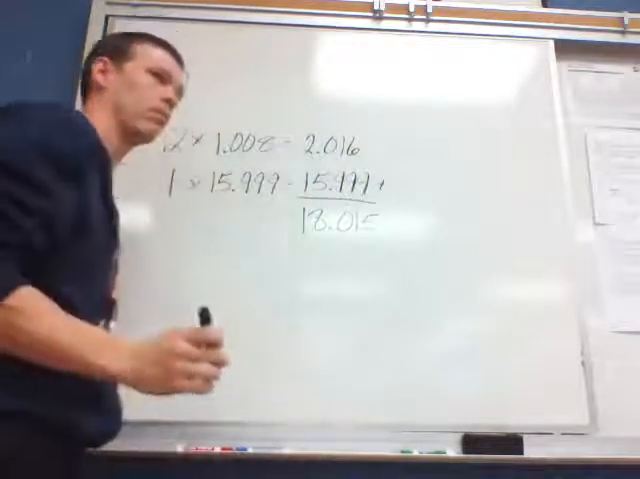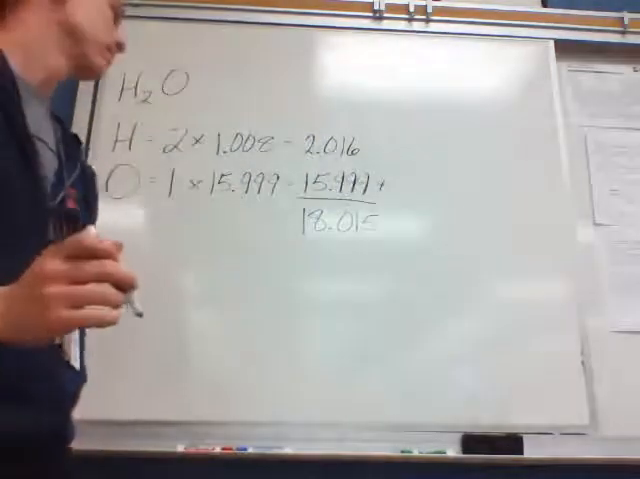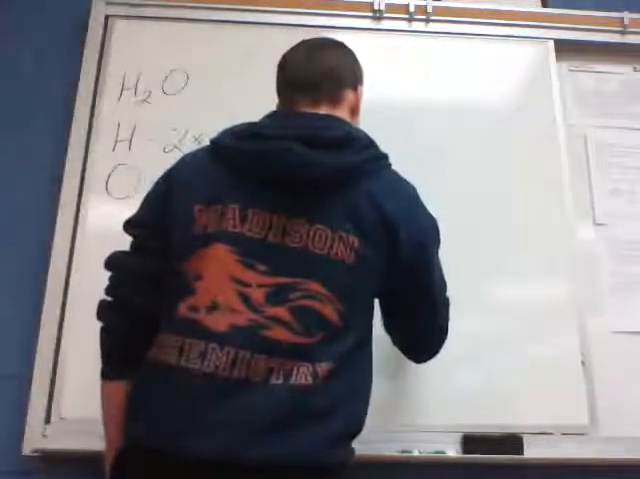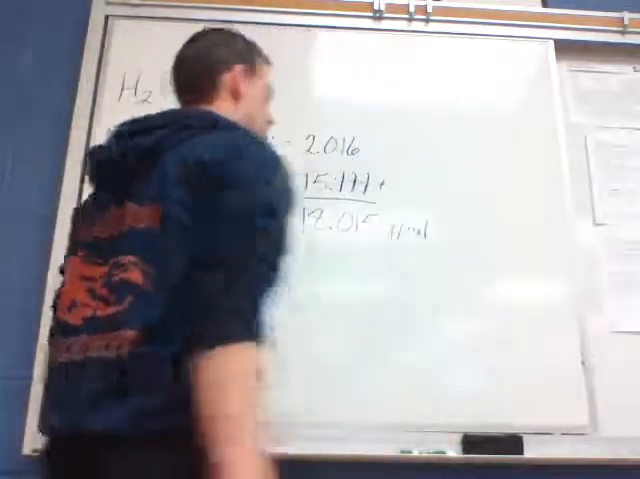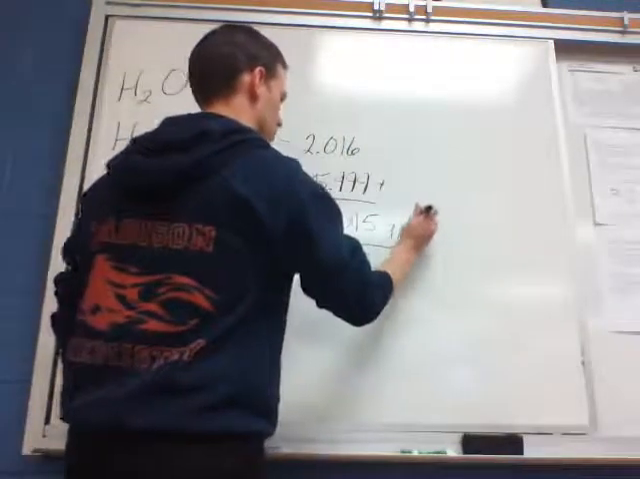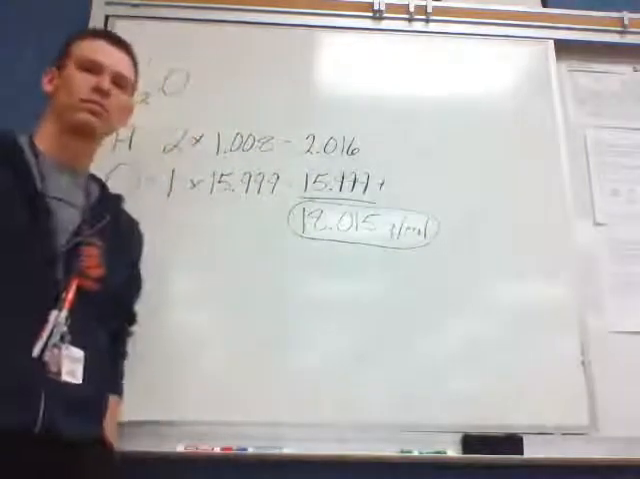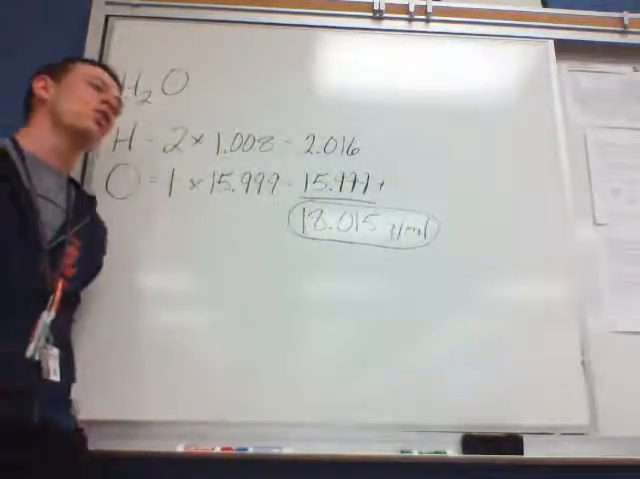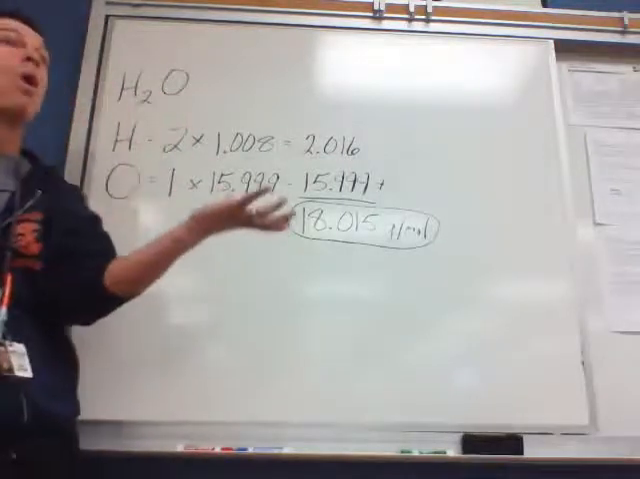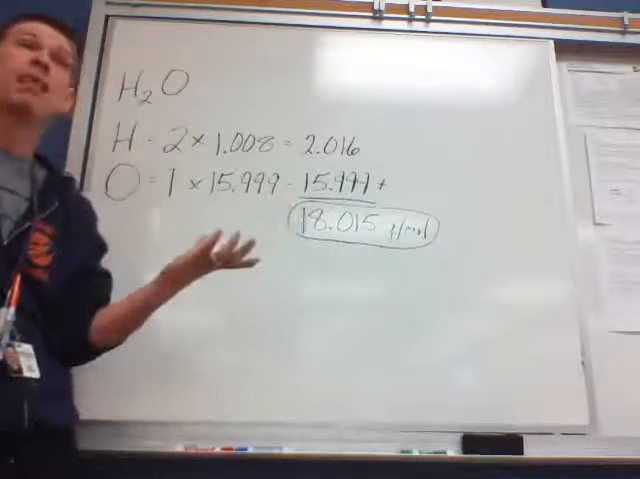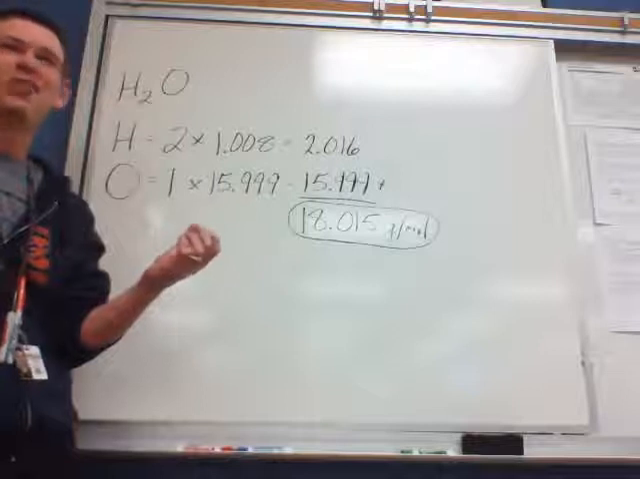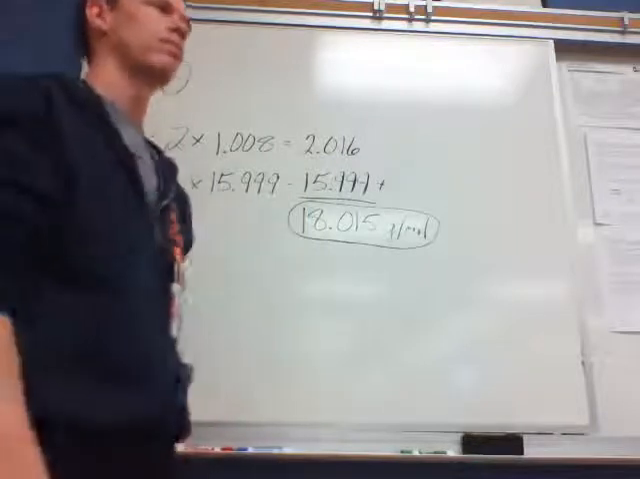18.015, is that what you get? The units for molar mass is grams per mole. So make sure you understand the simplicity to what we've actually done. We've said if I have one water, it's going to have a mass of 18.015. I just added up the sum of its parts.